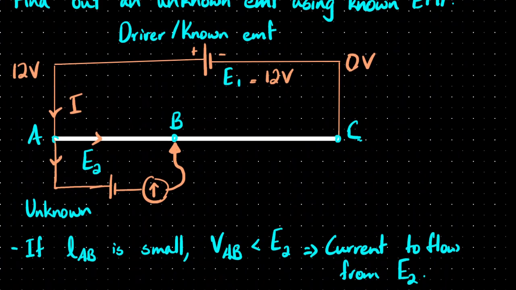If this EMF is smaller than this one, then even if we use the full length, the current would always be flowing from the larger EMF to the lower EMF cell, and then we could never have the balance point even if we move the contact all the way out towards the right.